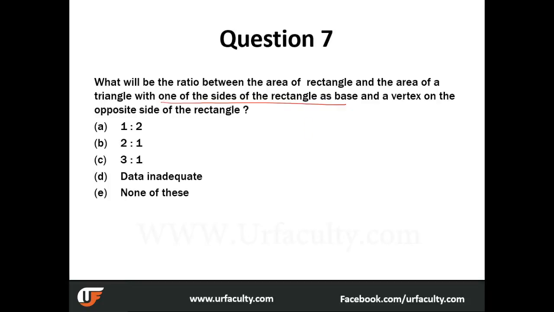So what are they saying? There is a rectangle, and with one of its sides of the rectangle as base. So let's assume that this is the base of the triangle now. And a vertex on the opposite side. Simple. So from rectangle perspective, this is length into breadth. With respect to triangle, what do we have?